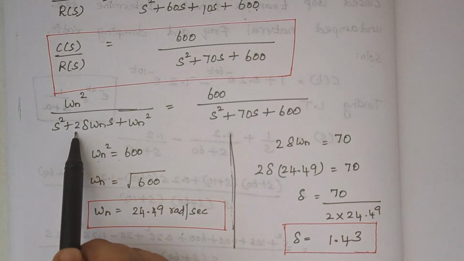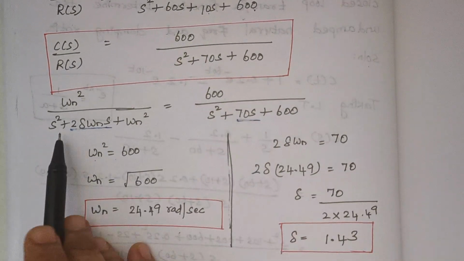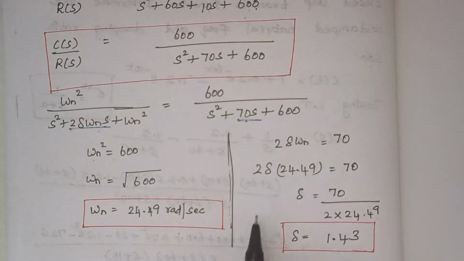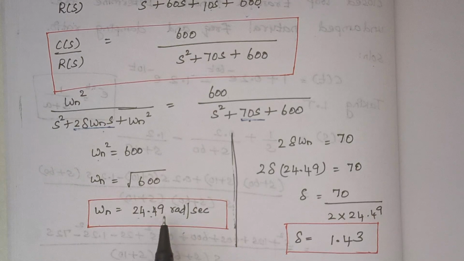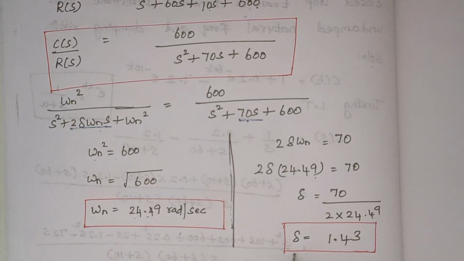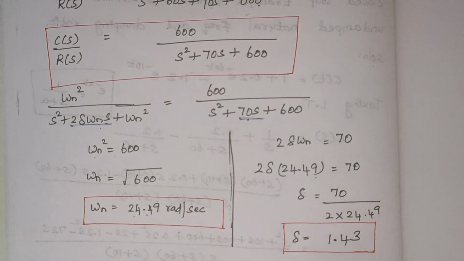And the next thing is I am going to compare this expression with this one. So 2 zeta omega n is equal to 70 here. So omega n we know is 24.49. So just substitute the values here. And when you rearrange, finally the answer is zeta equal to 1.43.